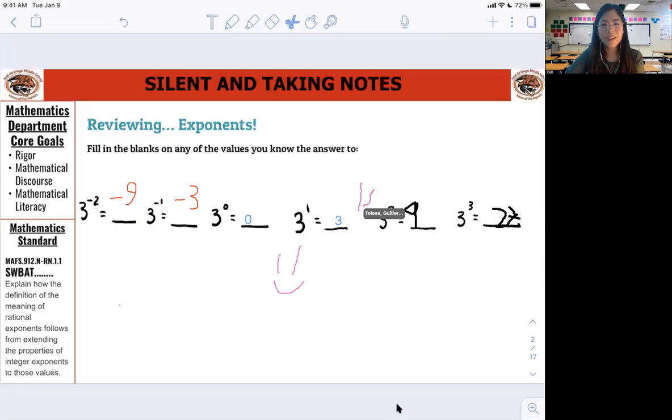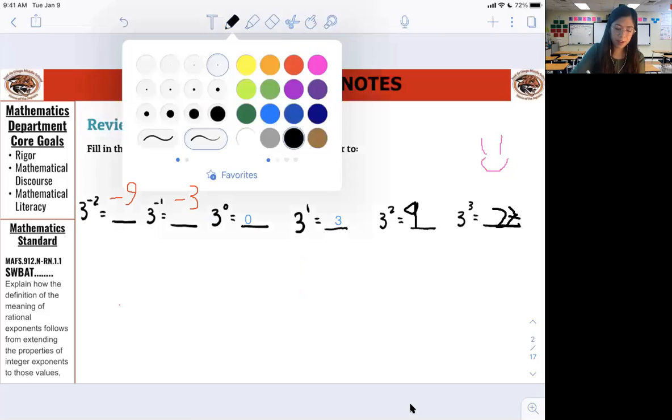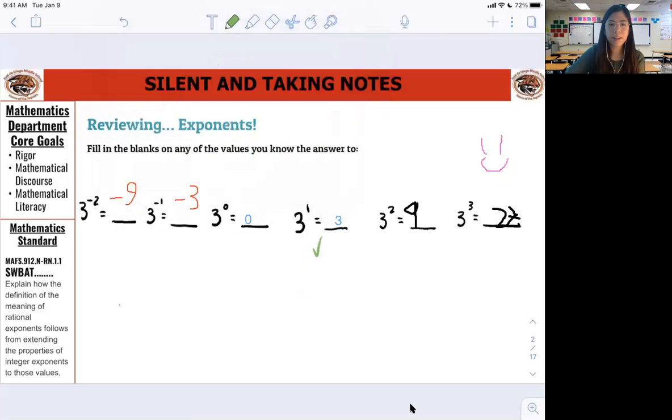All right, so some of these are correct, some of these are not. So let's go ahead and look at them. So 3 to the power of 1 is 3. So that one's good. That's correct. 3 to the power of 2, that's 9. That is correct. 3 to the power of 3. 3 times 3 is 9. 9 times 3 is 27. That is also correct.